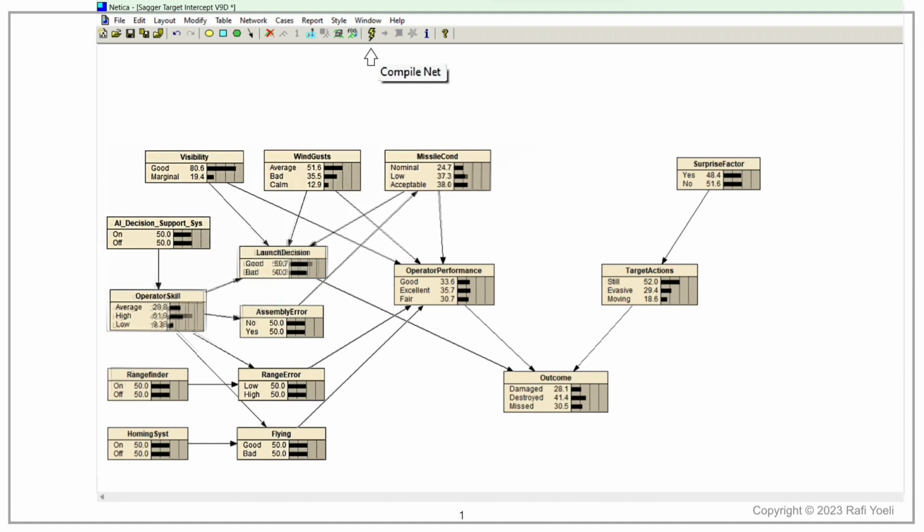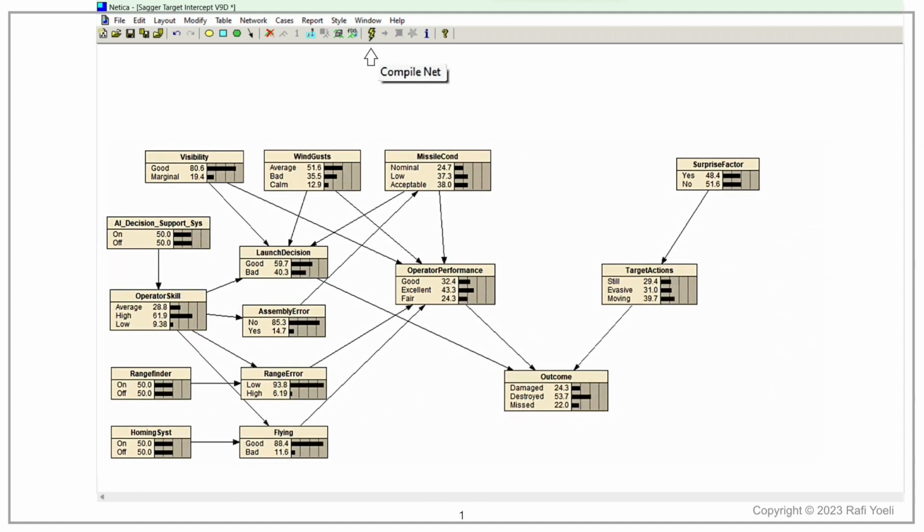The network is now compiled. A quick look at the outcome node tells us that the combined probability of an outcome with a hit, meaning either damage or destruction of the target, is 53.7 plus 24.3 equals 78%.